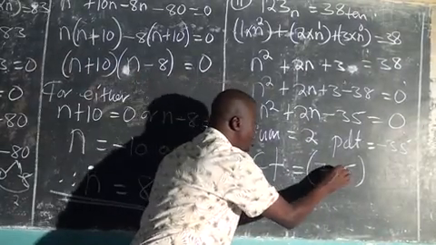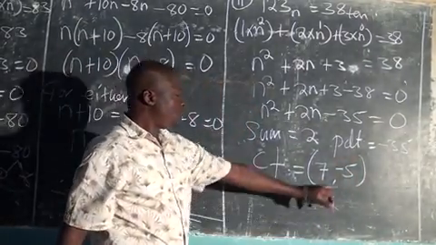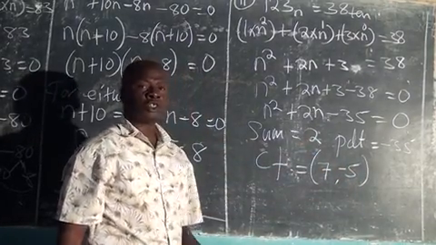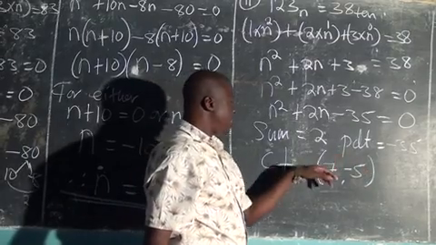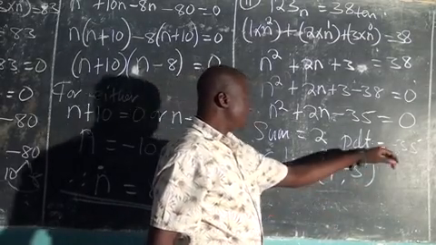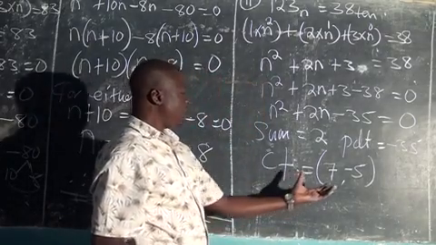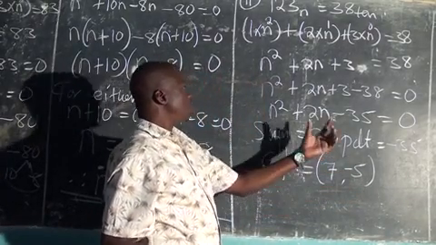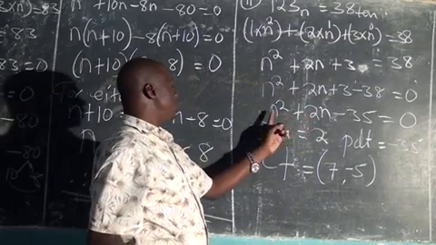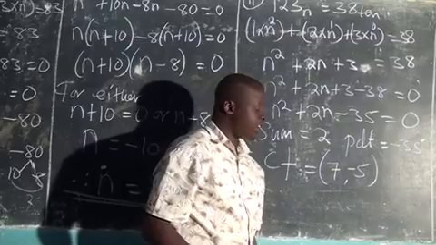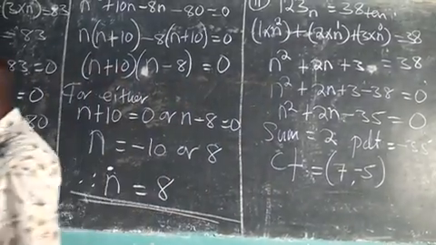So this 5 should be negative. When you add, it will give positive 2. When you multiply, it will give negative 35. So we are going to substitute this in this expression: n squared plus 2n minus 35 equal to 0.